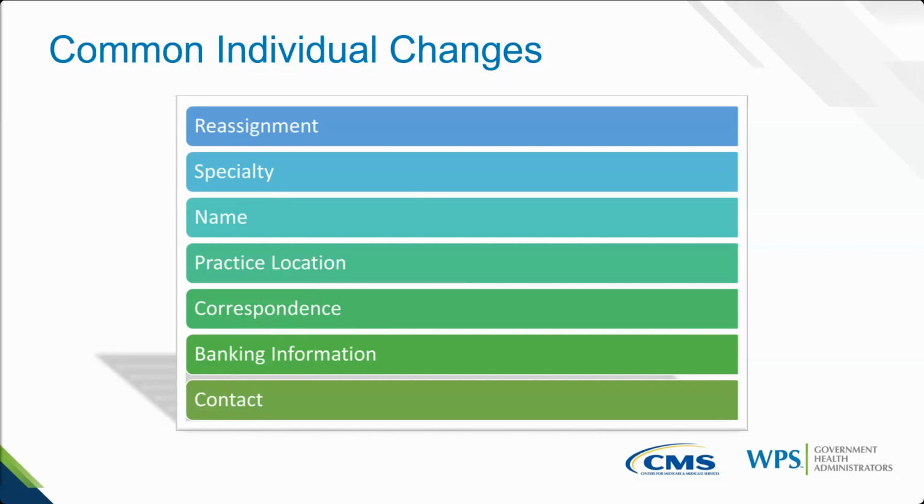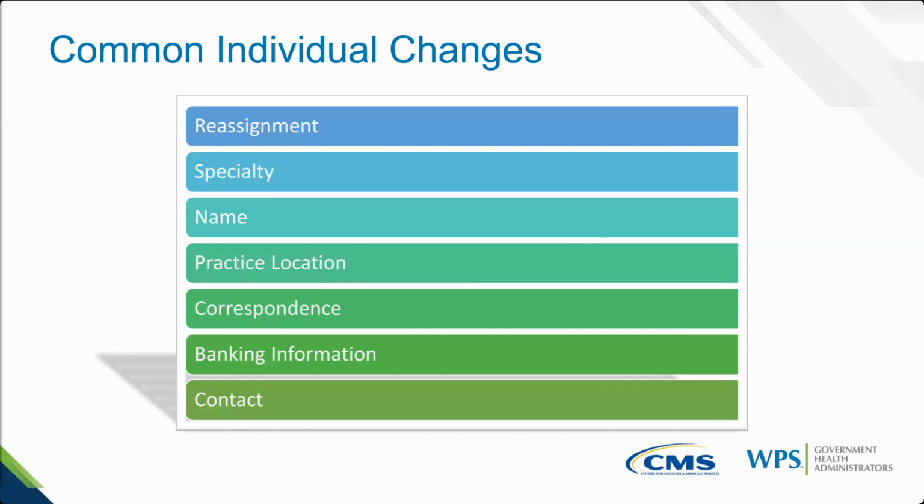Another common change is going to be a name. Somebody legally changes their name for a multitude of reasons. We need to know that. We'll talk about the specifics for that, but name change is a common change. Practice locations, again, for providers in private practice. We do see changes quite frequently for correspondence address. For providers in private practice, again, we do see banking information that has changed. Maybe their bank has moved, they've changed banks, they've changed routing numbers, and we'll talk about that.